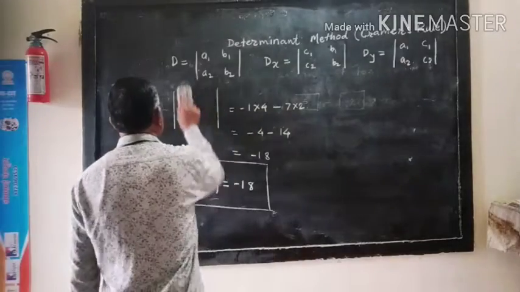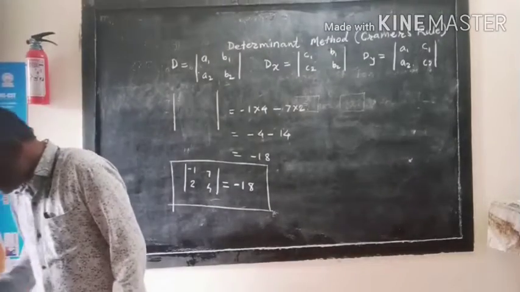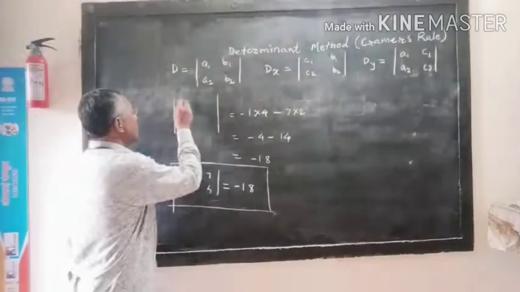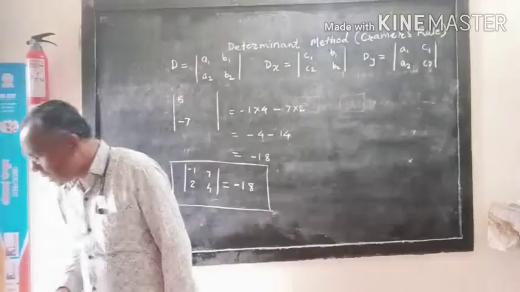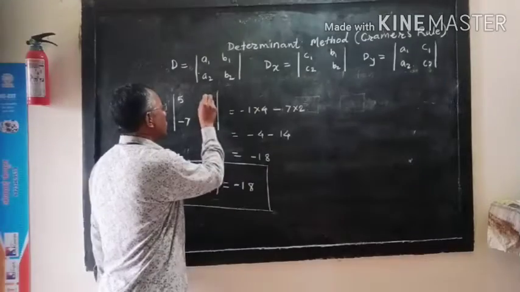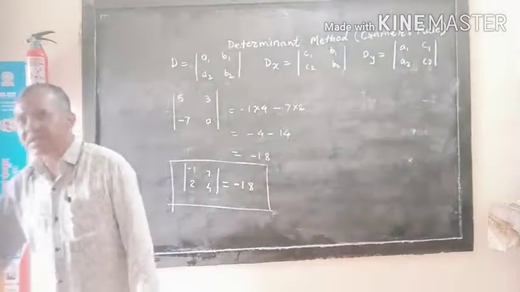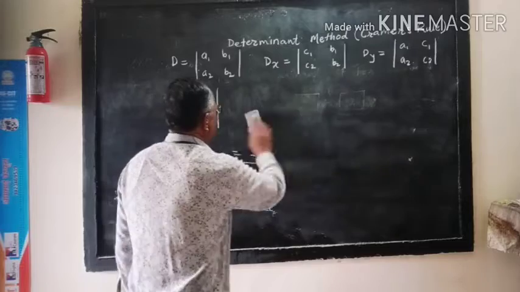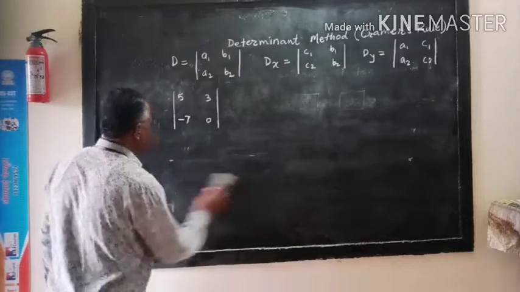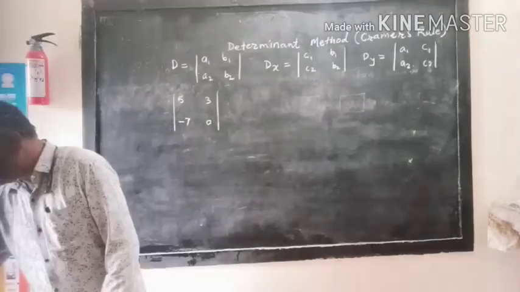And in the next example, the determinant is 5 minus 7, 3 and 0. It is a second example. I will erase this part. You have completed. Now boys and girls, this is a second example.